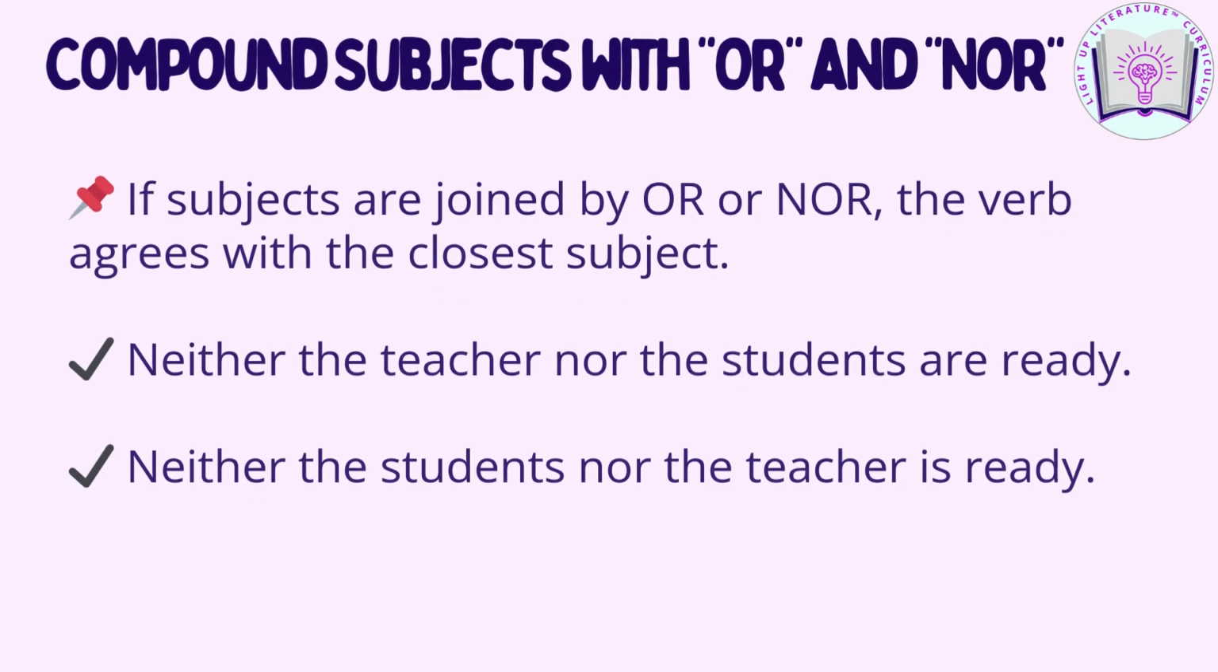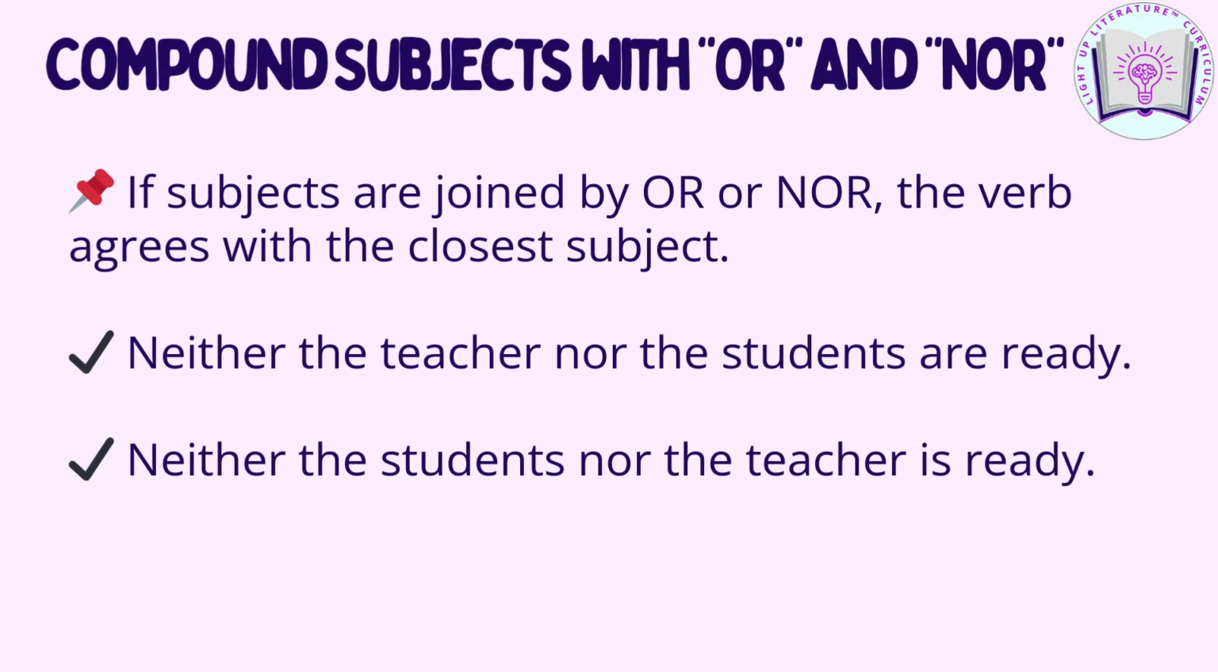Now, when we have compound subjects with or and nor, you're going to select the subject that's closest to the verb to identify whether you're going to go with a plural verb or a singular verb. Neither the teacher nor the students are ready. So students is plural, so we're going to use the plural version are. Neither the students nor the teacher is ready. Well, since teacher is singular, we're going to use the singular is for ready.